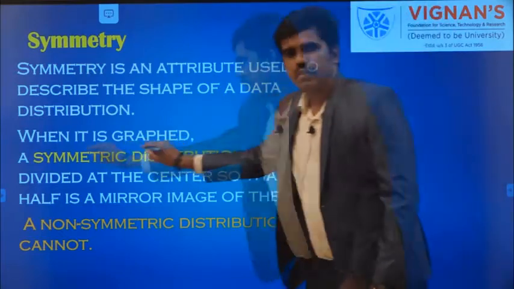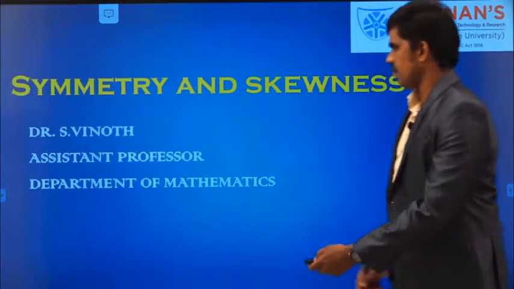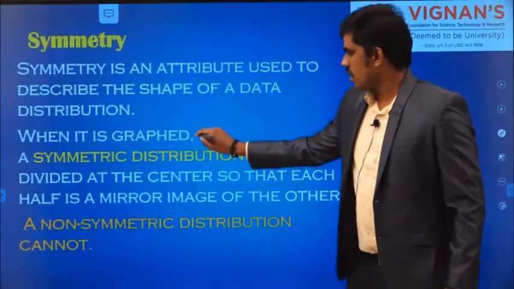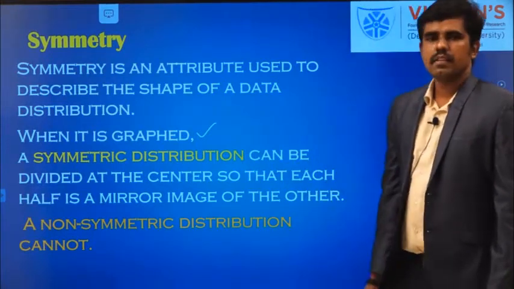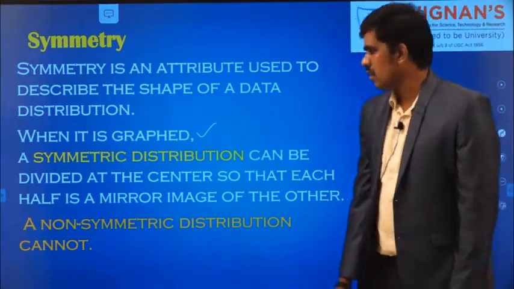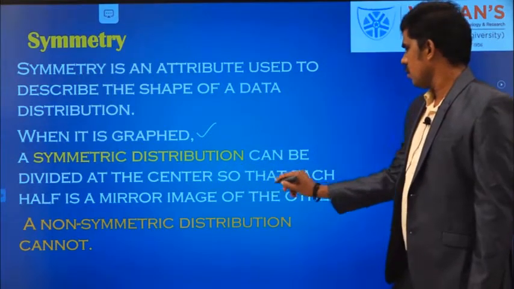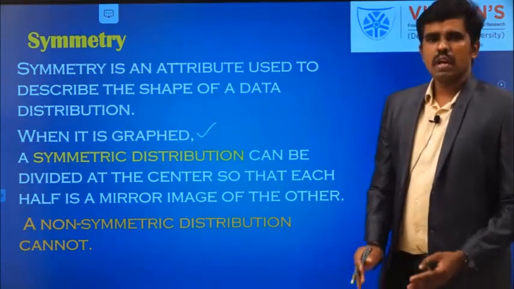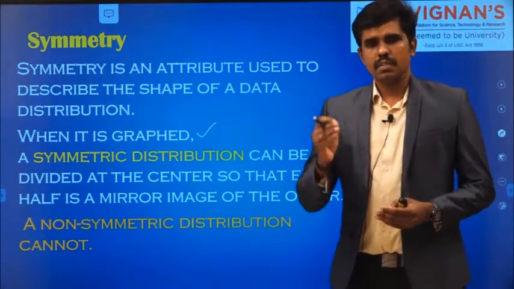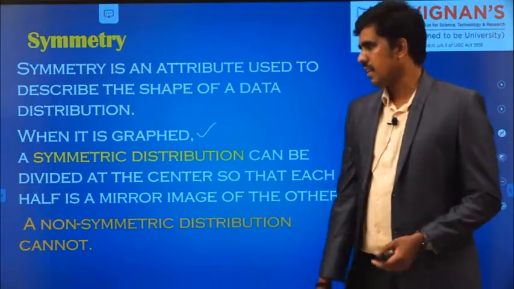When it is graphed, actually we are going to talk on graph first of all. So when we say that a graph is symmetric, it can be divided at the center so that each half is the mirror of the other. So normally it is the original meaning of symmetric. When I give you an example, you can understand very clearly.